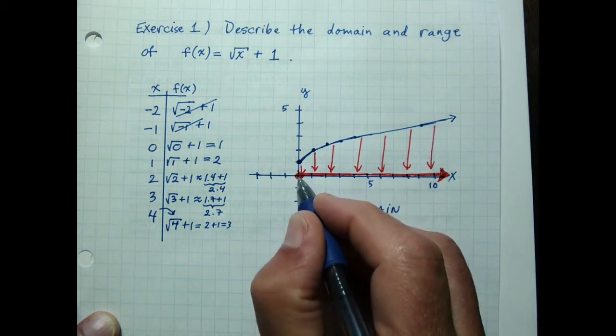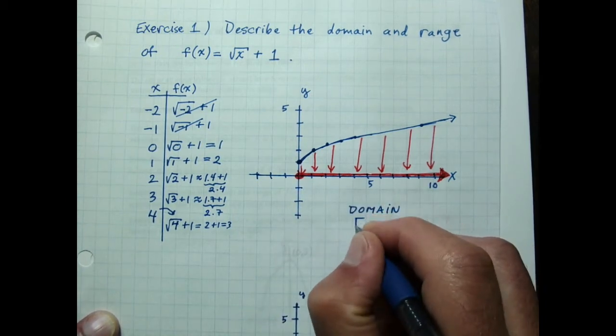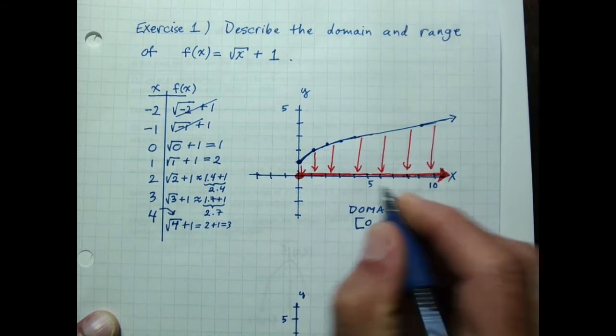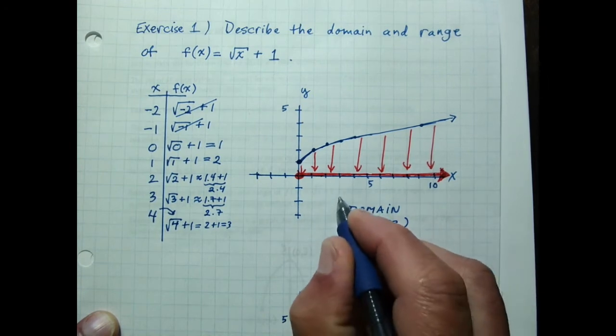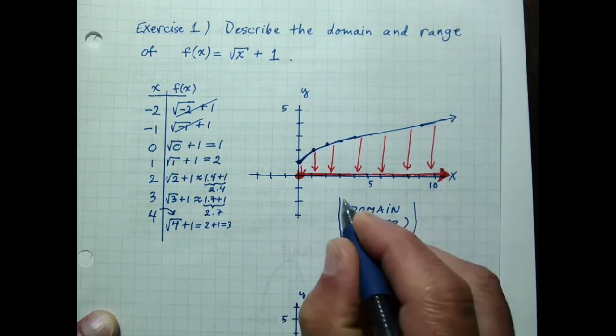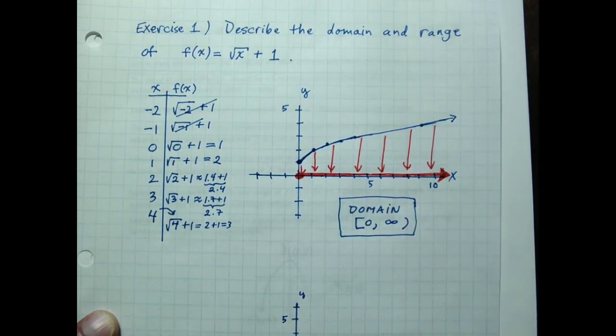So the domain here, I have a closed-in circle at 0, so square bracket 0, comma, on and on and on to the right is infinity, parentheses. There's the domain of our function.